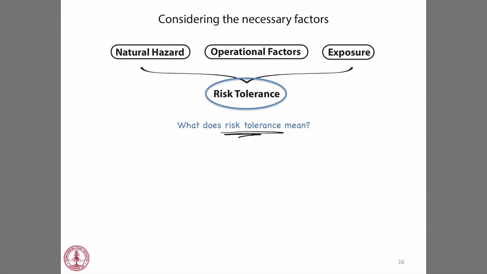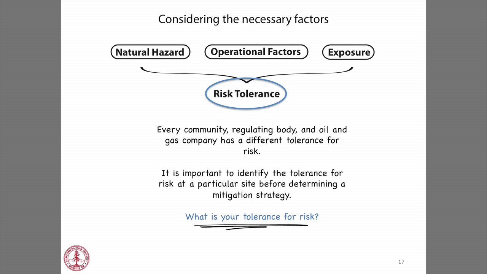Now we bring all of these together and we want to think about what is the tolerance for risk in a particular area. And you might be thinking, well, risk tolerance, what does that exactly mean? Well, every community, regulating body, and oil and gas company has a specific tolerance for ground shaking, and that is balanced with the potential economic benefit that you may receive from fluid injection. It's important to identify this tolerance for risk before doing the full risk assessment, because it could significantly impact the way you choose to operate in an area.